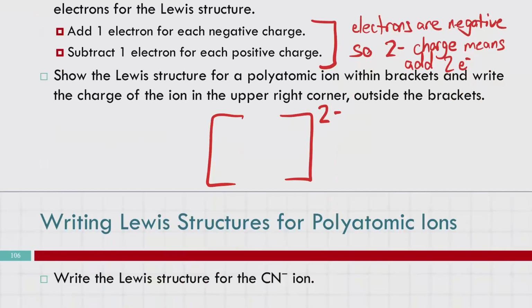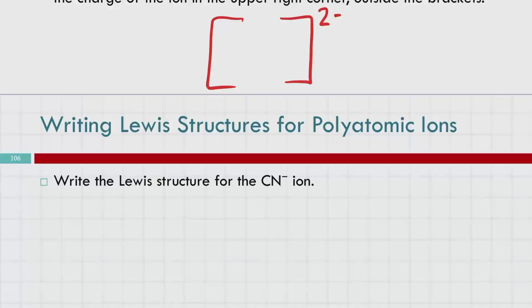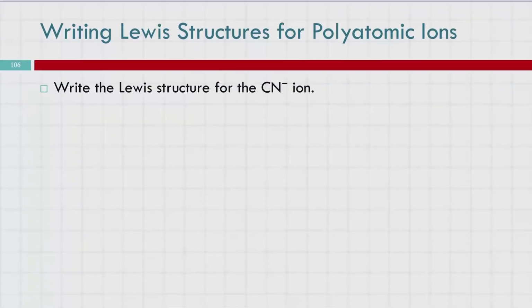So let's look at an example of a polyatomic ion. We've got CN, our cyanide ion. For CN, we've got two things. How can we arrange two things for our skeletal structure? Where do we want to put them?